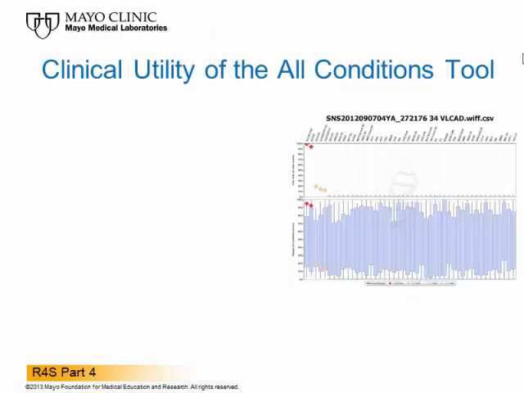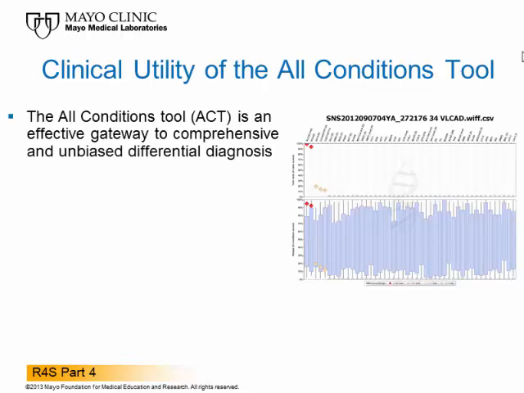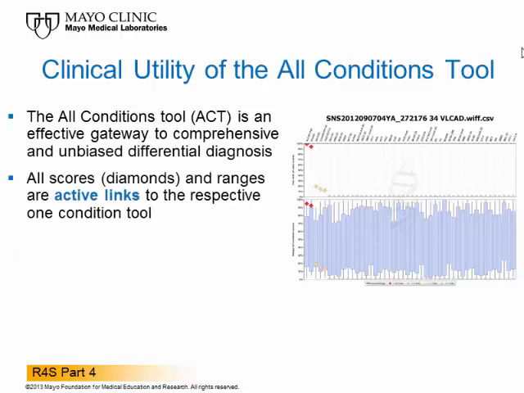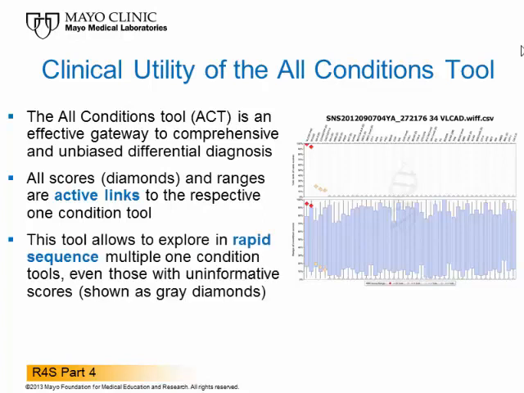The clinical utility of the all conditions tool can be best described as the ability to serve as an effective gateway to a comprehensive and unbiased differential diagnosis of all possible conditions. In the report, all scores shown as diamonds and ranges are active links to the respective one condition tool. This design allows a user to explore in rapid sequence multiple one condition tools, even those with uninformative scores, which are shown as gray diamonds.